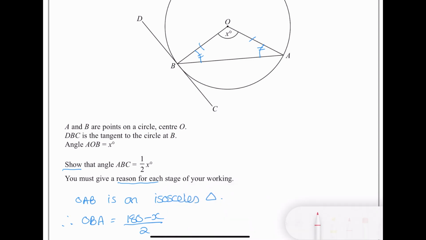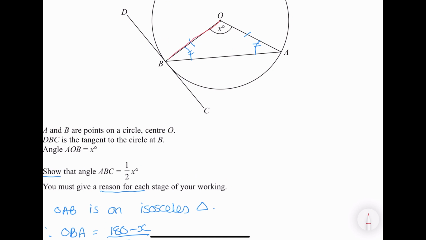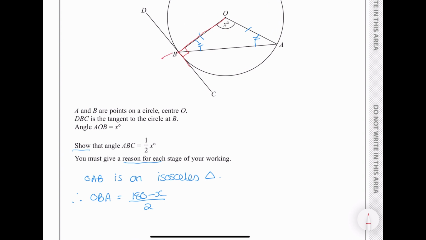Next thing I'm looking at is I've got a radius and I've got a tangent. So this is a circle theorem. Radius and tangent meet at right angles, another circle theorem. So I know this is a right angle.